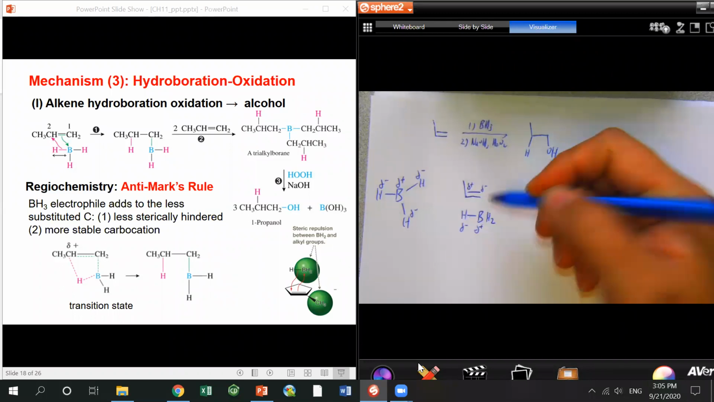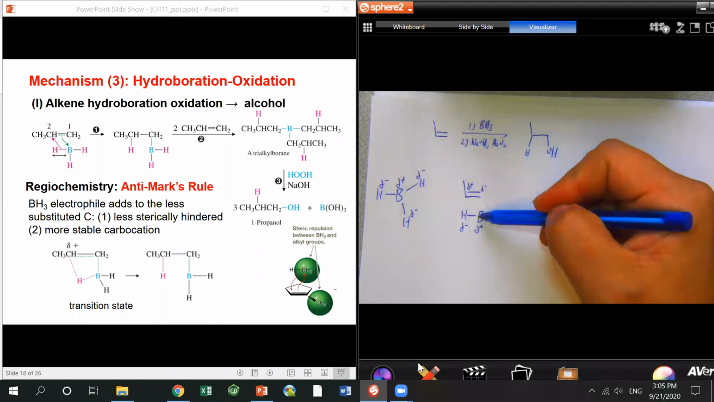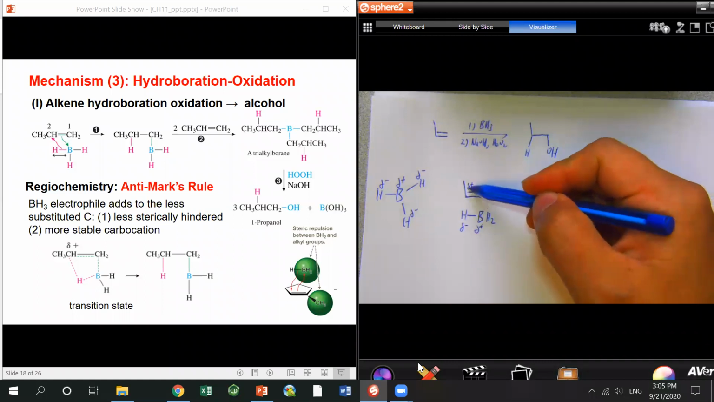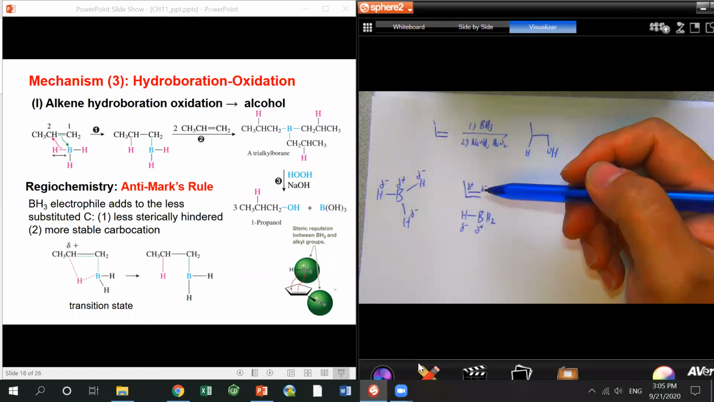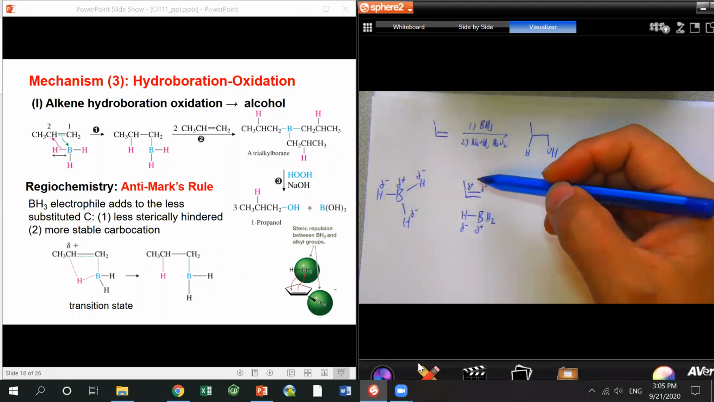Negative, positive, so the charges are matched. Positive like negative, negative like positive. So that's one reason: the charges match, giving the most stable carbocation. A second reason is steric hindrance.